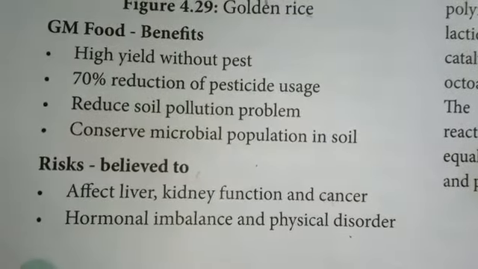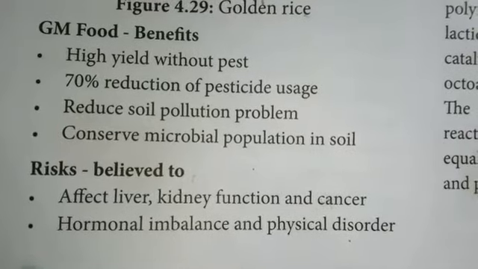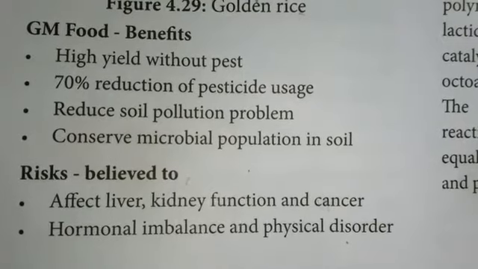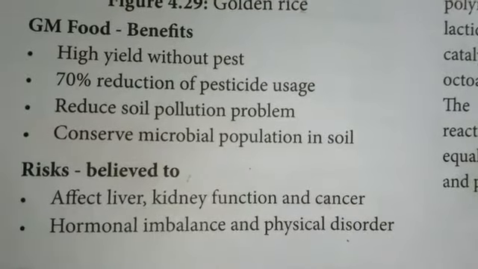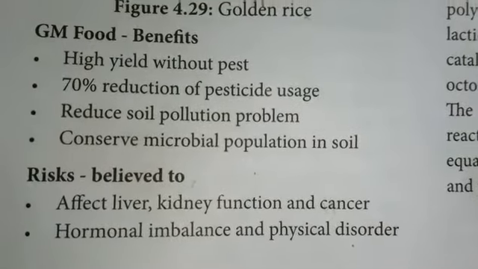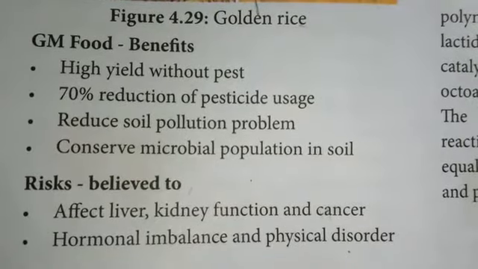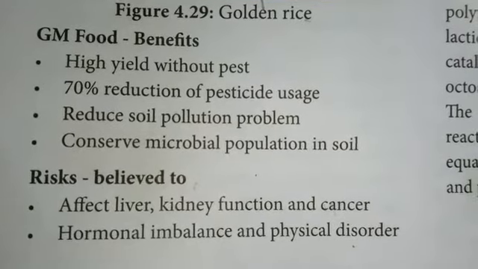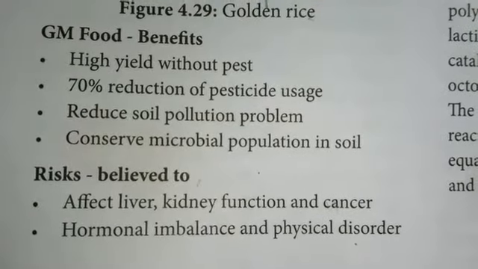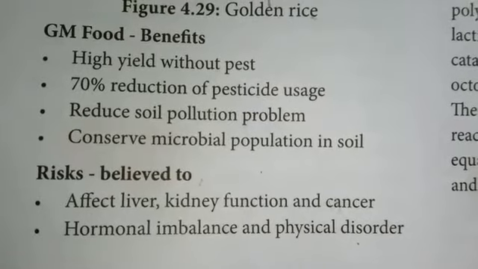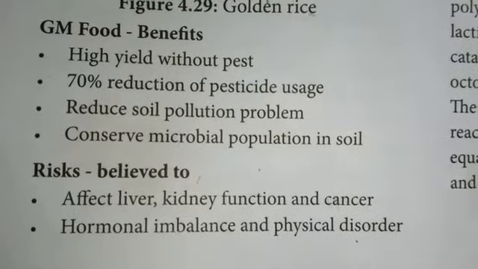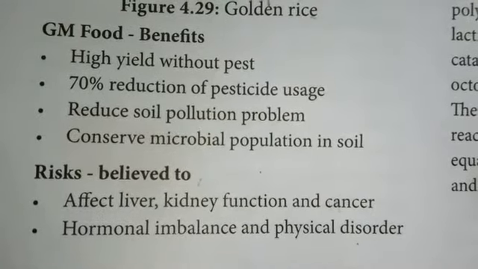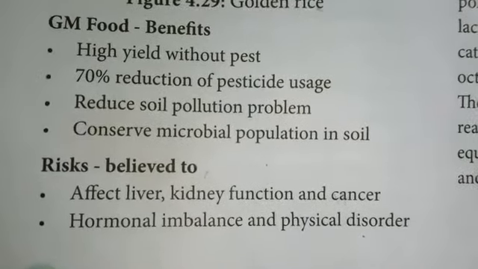By using the genetically modified plant, the usage of pesticides should be reduced. It reduces soil pollution problems, because we do not use the pesticide, so it can reduce the soil pollution problem. It conserves the microbial population in the soil. Due to the decrease in the usage of pesticide, the microbial population, that is the microorganisms living in the soil, can be conserved by using genetically modified plants.